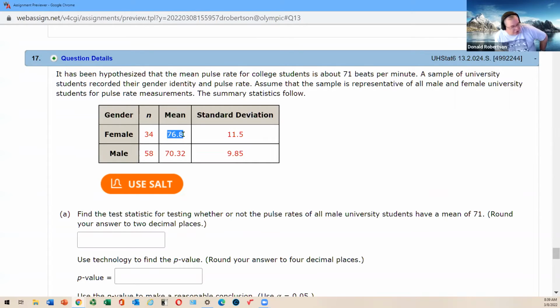I think there is more evidence, if there's going to be any evidence at all, to prove that it's not 71. It's going to come from the female data. Why do you think that one is likely to be significant rather than males? Are there any clues in the data that would make me think that would be the reason?